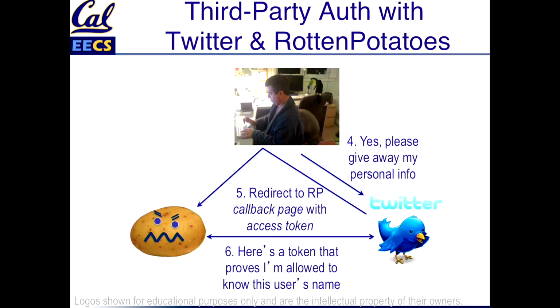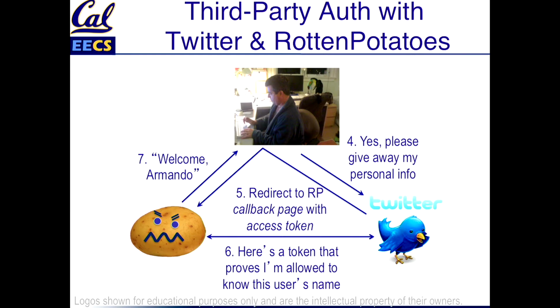And at that point, whenever Rotten Potatoes wants to do something on my behalf on Twitter, it basically presents the token and says, look, here's the proof. Right? You made this token. No one else could have made it. Here's the token that presumably proves that this user said it's OK to act on their behalf on the Twitter site. Right? That's the basic flow for third-party auth.